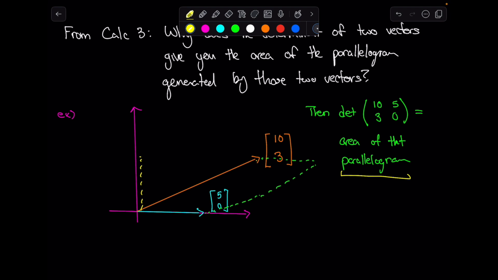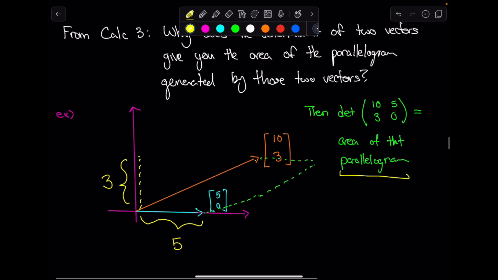Well, last time I checked, that's the base, which has length 5. And this is the height, which has length 3. And so we would expect that the determinant here would be 15, right? And of course, when we look over here, you're going to get 0 minus 15. Oh no, the answer is negative 15. If we're talking about area, then we're going to obviously be considering the absolute value of the determinant.